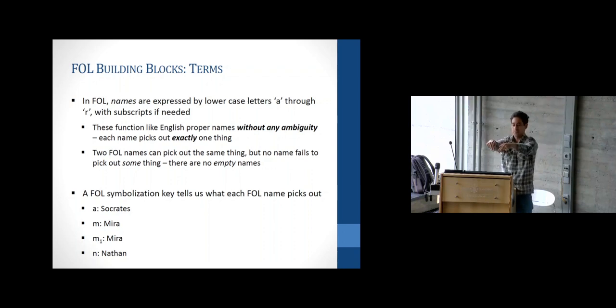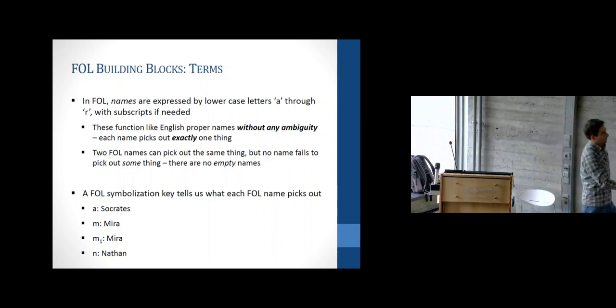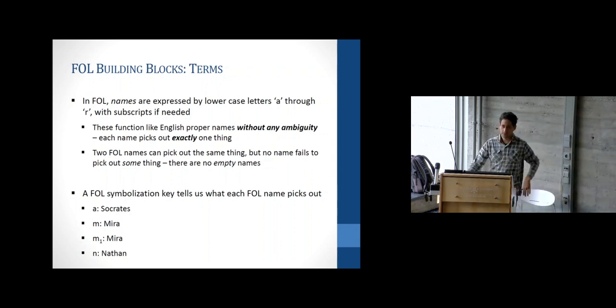So two names can pick out one thing. It's impossible for one name to go to two different entities; that would be ambiguous. Why is it only A to R? Because we have a special role for X, Y, Z. We'll see it soon. These will be used as placeholders. Variables, yeah.